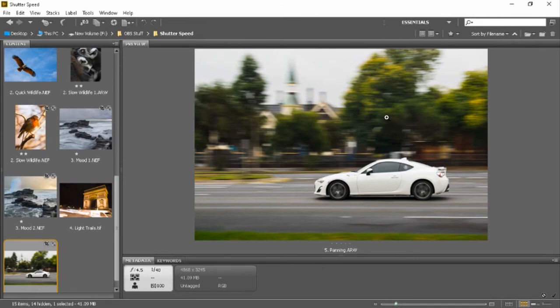And by doing that, we freeze the car. The car stays nice and sharp, but the background goes blurry. The easiest way to do this is using shutter priority and just flicking your shutter speed to different speeds. The quicker the shutter speed, the easier it is to track the subject, but the less blurry the background is. The slower the shutter speed, the harder the subject is to keep sharp, but the blurrier the background will be. This takes a little bit of practice, so don't feel like you're necessarily going to get it on the first go.